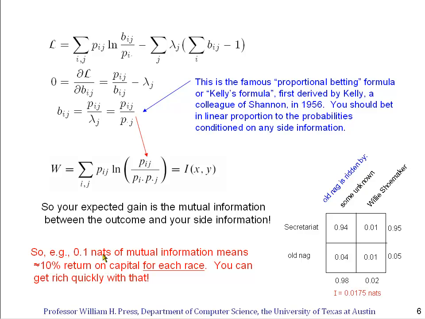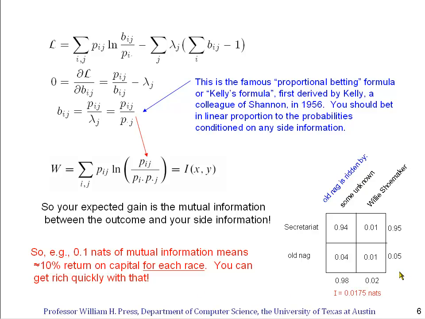How do you interpret the number? Well, for example, if the mutual information came out 0.1 nats, that is to say, measuring everything using natural logs, not logs base 2, 0.1 nats means 10% return on your capital for each race. And you can get pretty rich with that. Of course, it's stochastic. You don't always win, but this is your average logarithmic return for each race.